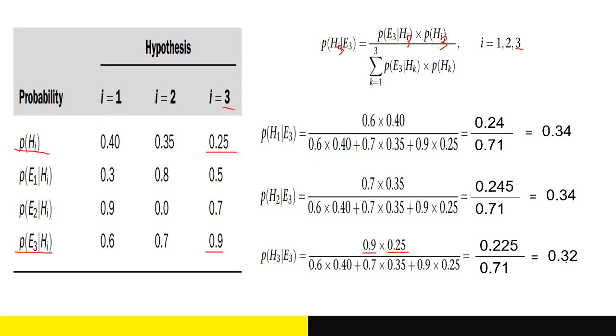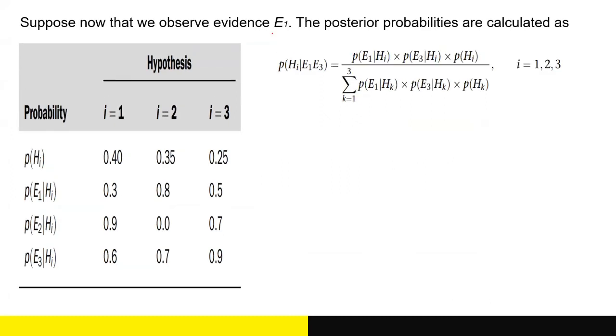So after observing, it shows that with evidence 3, hypothesis 1 and hypothesis 2 are the same, while hypothesis 3 is 0.32, so it is close to hypothesis 1 and hypothesis 2. Suppose now that we observe evidence 1, the posterior probabilities are calculated. So now evidence 1 has been added. And our index i is 1, 2, 3.